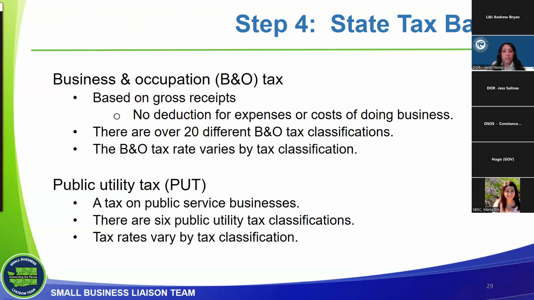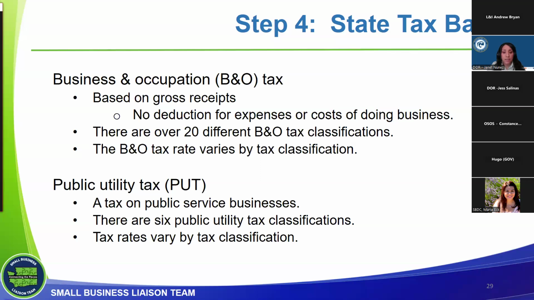Unlike many other states, Washington does not have a state income tax. Instead, we have a business and occupation tax and public utility tax, which is imposed on most businesses. The business and occupation tax, often referred to as B&O tax, is levied on businesses for the act of engaging in business in Washington. The most common tax classifications include retailing, wholesaling, and service and other activities.